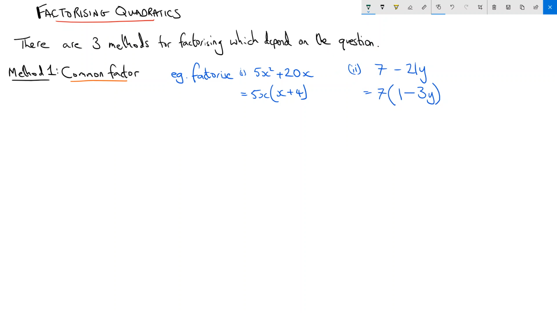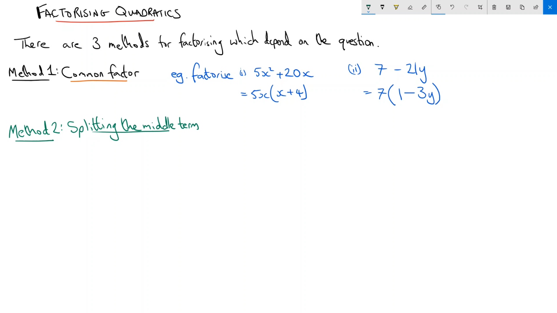All right, so that is our first method, okay? You did that last year, I'm hoping, yes? Okay, I will put some questions on Manage Back for you to practice that. Right, method 2. Now, I call this the splitting the middle term method.